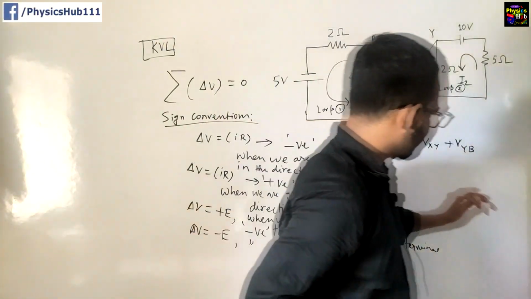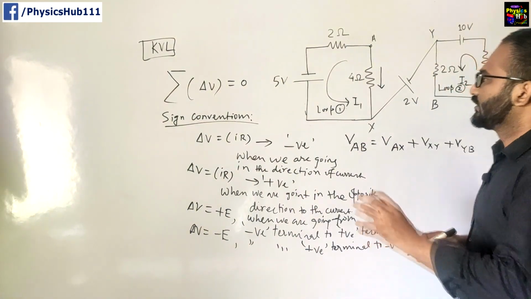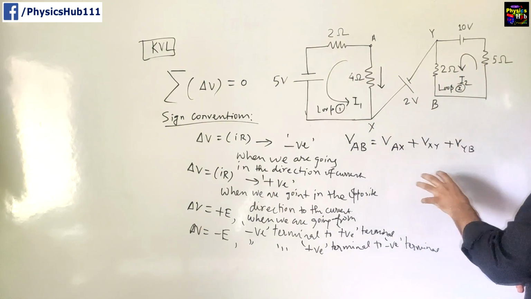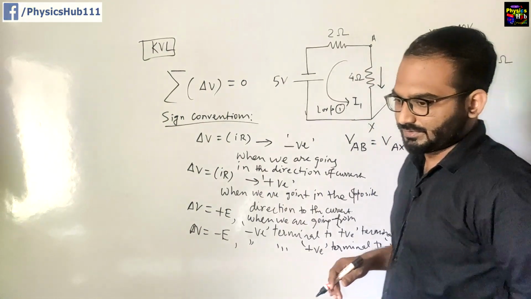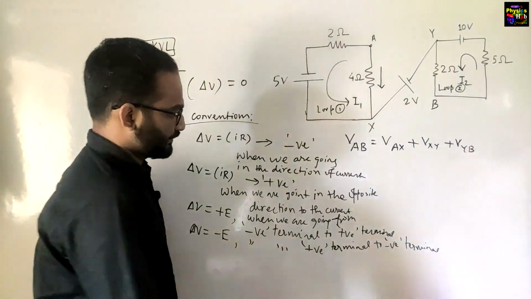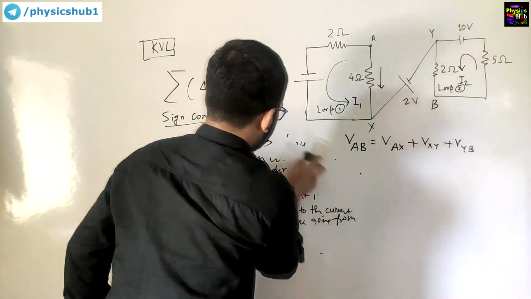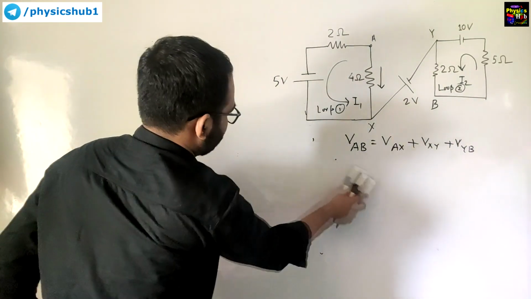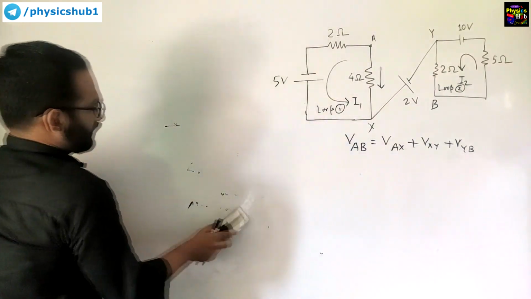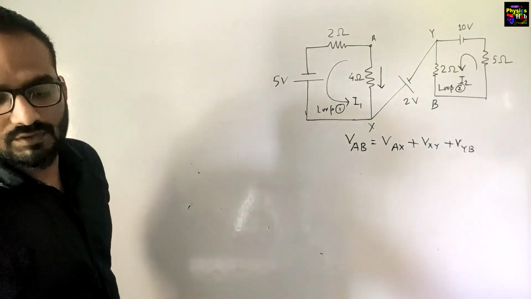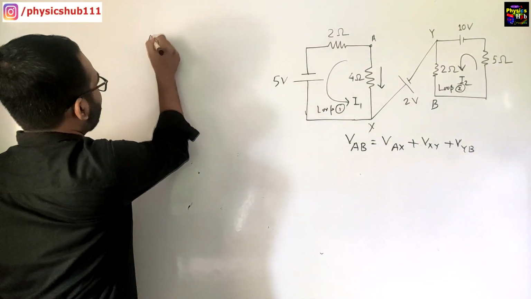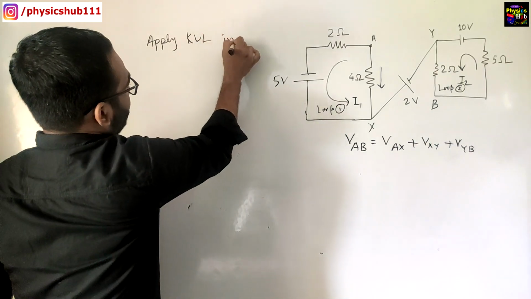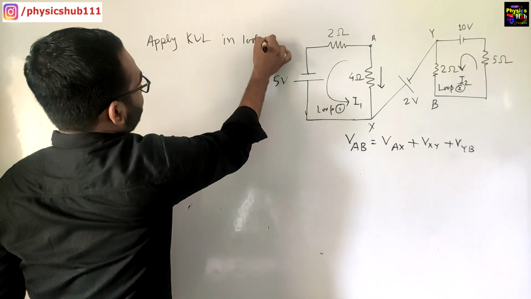Now let's look at this. We have been given these two loops. We need to find the current I1 here and current I2 here, so that we can find these values. So I am omitting this portion. Let us take loop 1. If you apply KVL across loop 1, this will give you the value of I1.